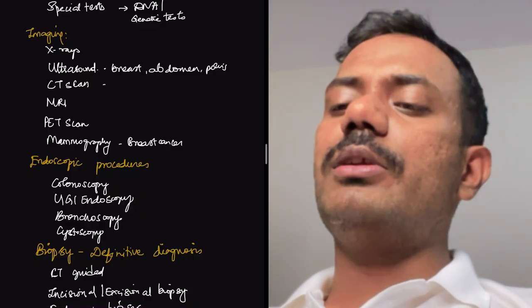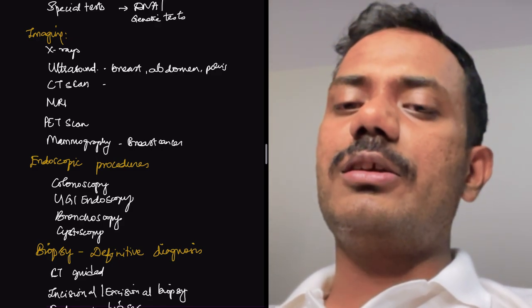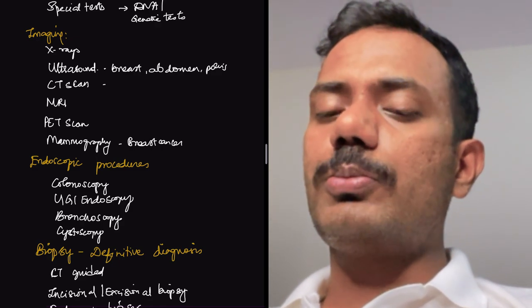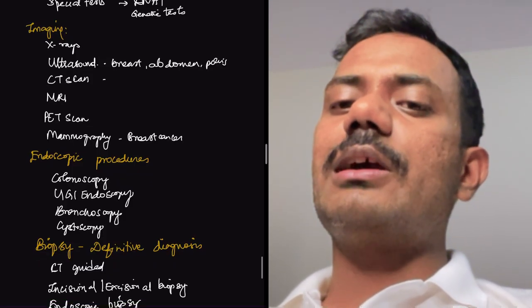For example, when you insert it into the anus and visualize the entire colonic area, then it is called colonoscopy. When you put it in your mouth and try to visualize your esophagus, stomach, then it is called the upper GI endoscopy.